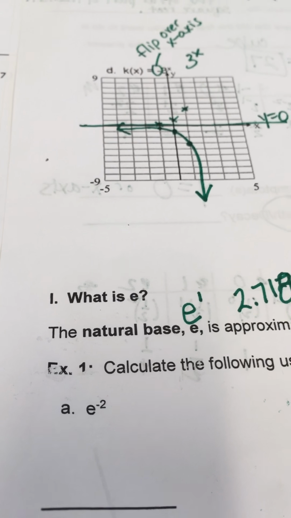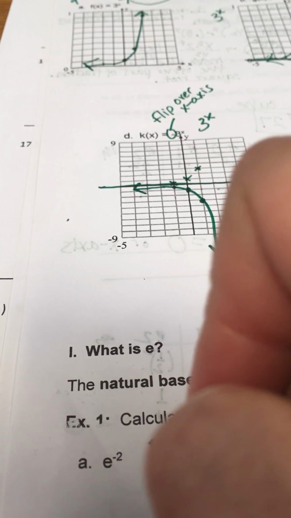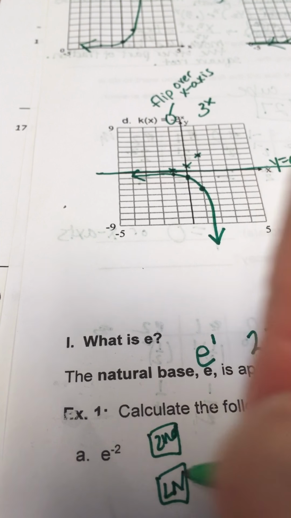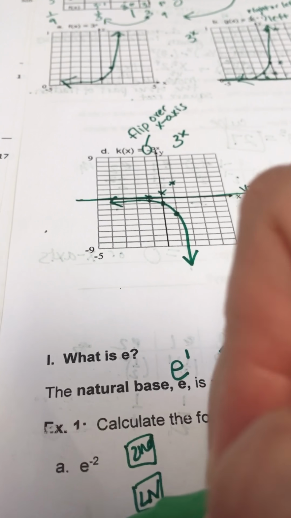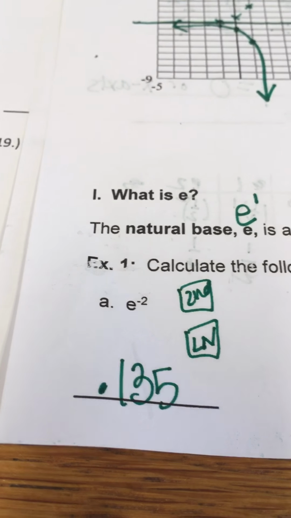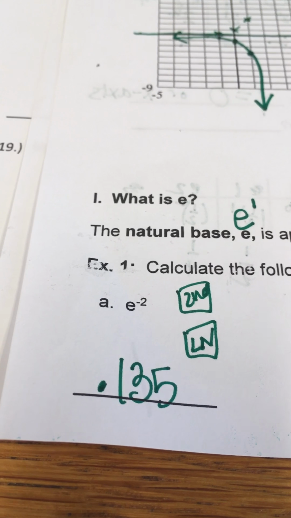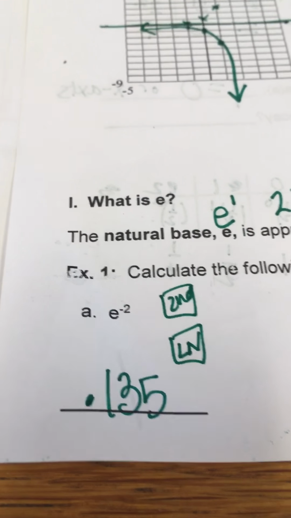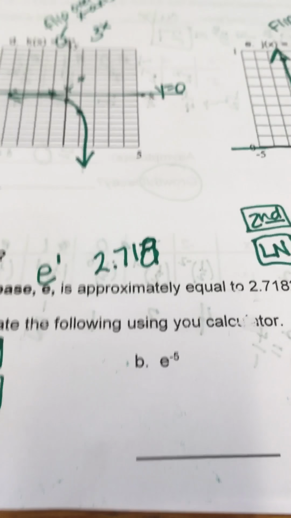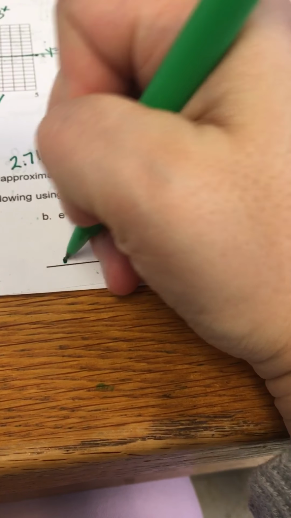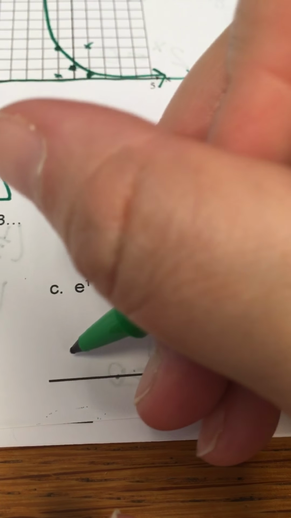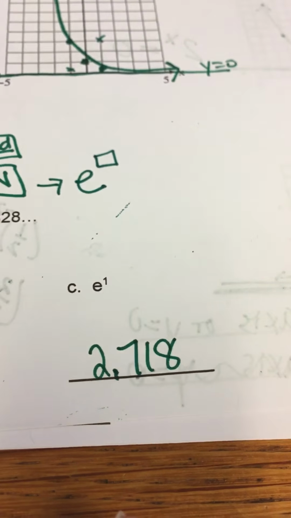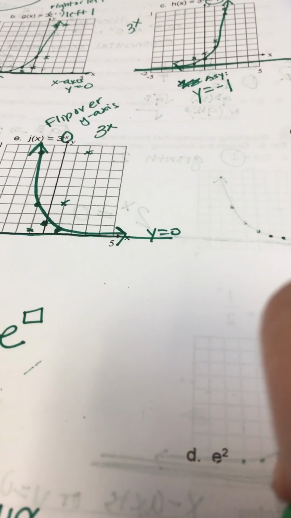So really all these down here are typing into the calculator. So you want to type second ln, put e in there and type in -2. And you get 0.135. So the rest of these, just type them in and see what you get. The first power is 2.718. E to the second is 7.389.